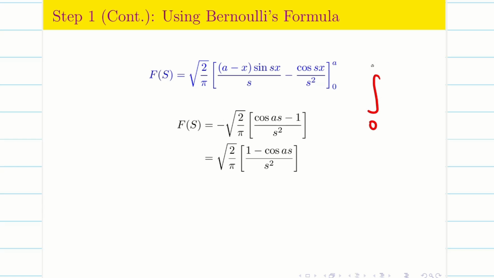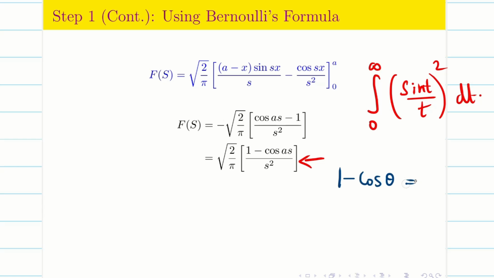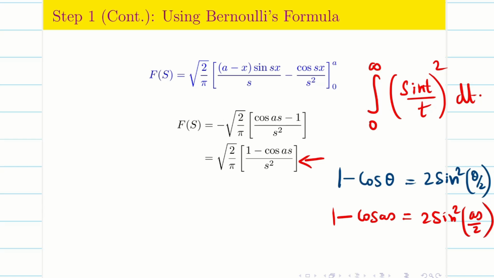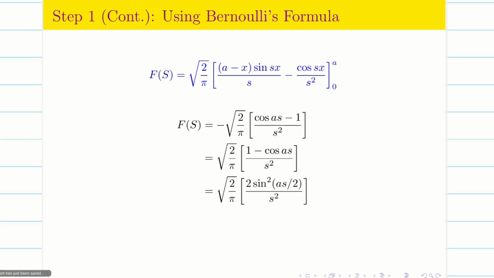But I want to prove the integral from 0 to infinity of sin t by t whole square dt, and power 4. But my answer is something with 1 minus cos. Now it is not possible directly, so we just recall our basic formula. 1 minus cos theta is 2 sin square theta by 2. Therefore, 1 minus cos as is 2 sin square as by 2. If I substitute this and simplify, I'll be getting my final answer.